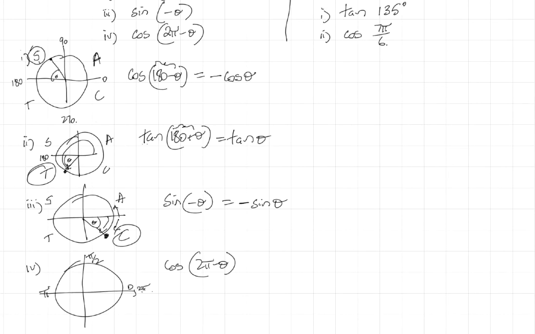Halfway between pi and 2 pi. So if we're going down here, halfway between pi and 2 pi is 1.5 pi or 3 pi on 2. So you should get used to being able to know where those are without having to work them out. So 2 pi minus theta is the same as if I've gone all the way around to 2 pi and then come back an angle of theta.